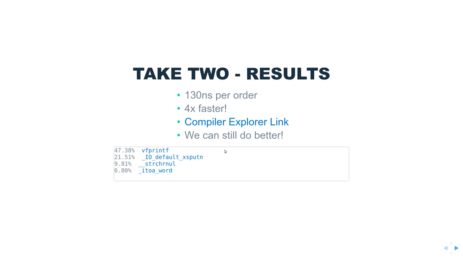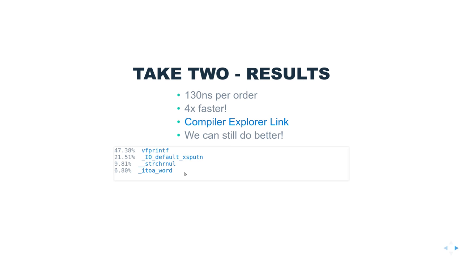And of course, our format string is the same every time. We're doing that work over and over again, even though there's really nothing new to parse. It's the same format over and over again. Last of all, we've got 7% of our time, or 6.8% of our time, in i2a word. This is the integer to ASCII conversion workhorse inside the standard library.